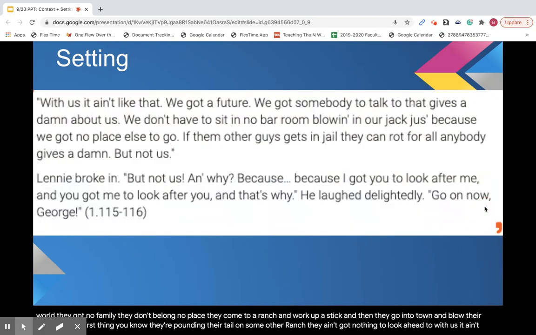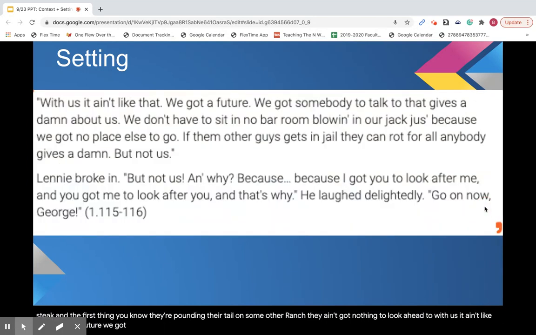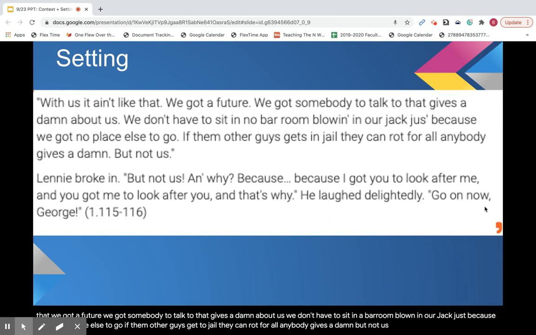With us, it ain't like that. We got a future. We got somebody to talk to that gives a damn about us. We don't have to sit in no barroom blowing in our jack just because we got no place else to go. If them other guys gets in jail, they can rot for all anybody gives a damn. But not us.